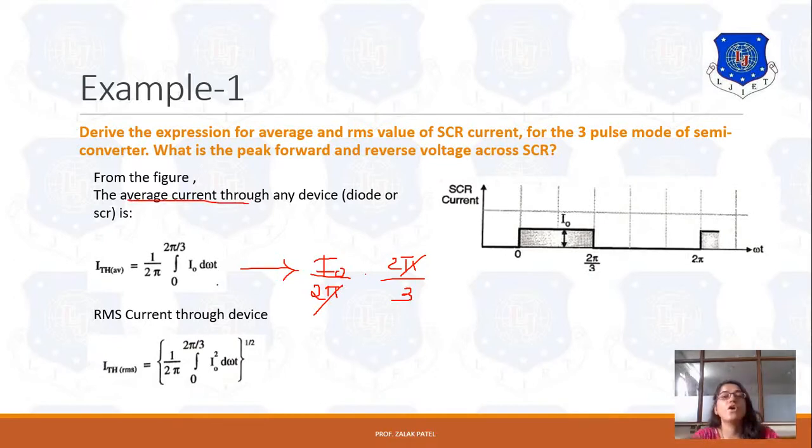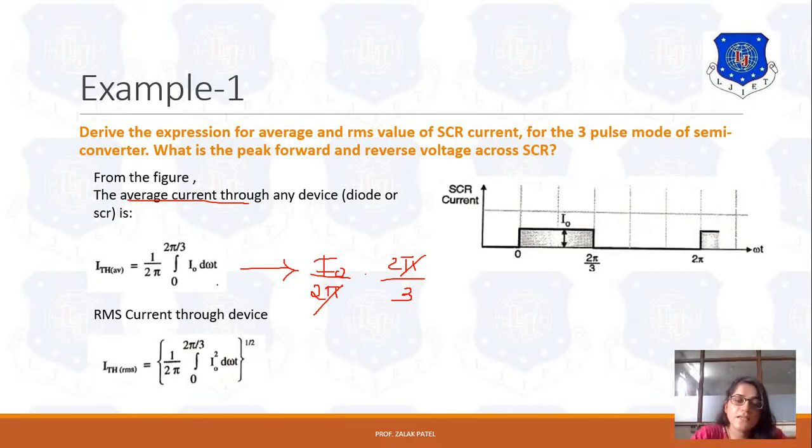Now if we talk about the RMS current through the device, it is given by 1 upon 2 pi, integration from 0 to 2 pi by 3, I0 square d omega t, raised to 1 by 2, meaning the square of the original current with the square root taken. So it can be written as 1 upon 2 pi, integration from 0 to 2 pi by 3, I0 square d omega t, raised to 1 by 2.